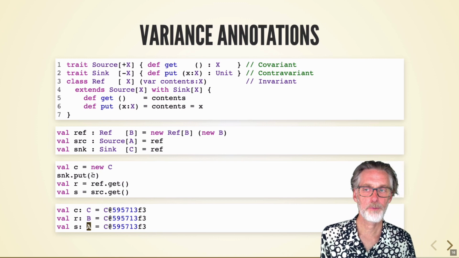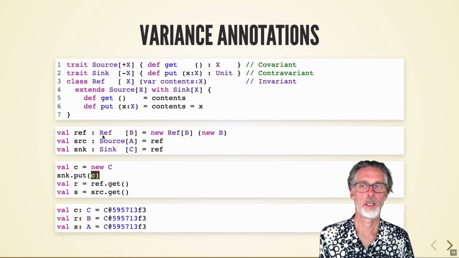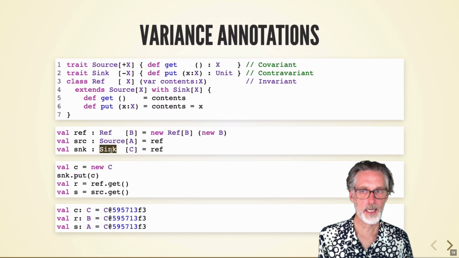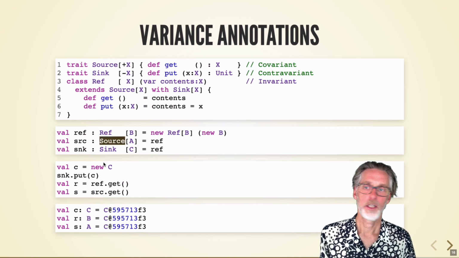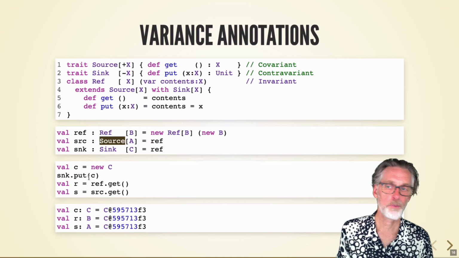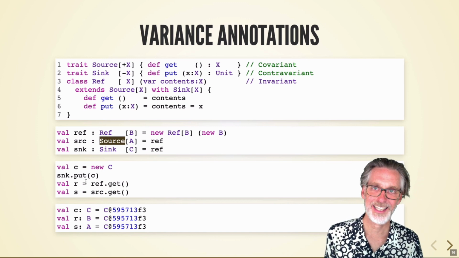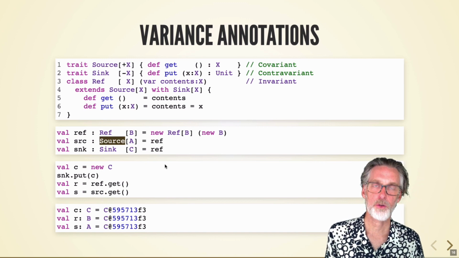Contravariance allows me to put the canary into this ref using a sink. Covariance allows me to get the object out of the ref at a higher type using a source. Note that I can't use the source to put and I can't use the sink to get. And that's crucial to all of this being safe.